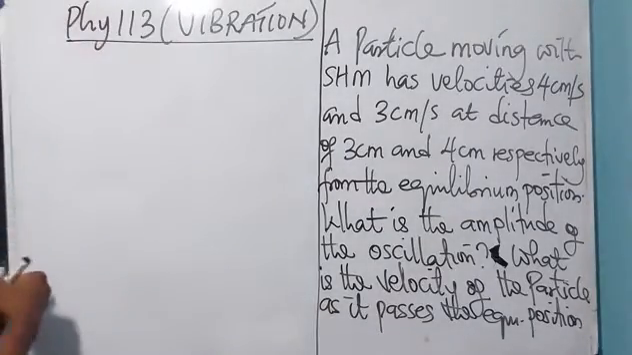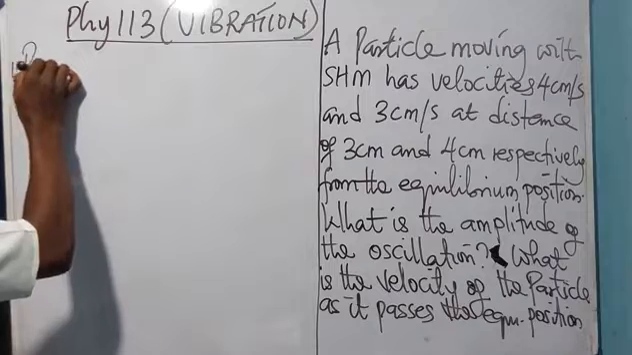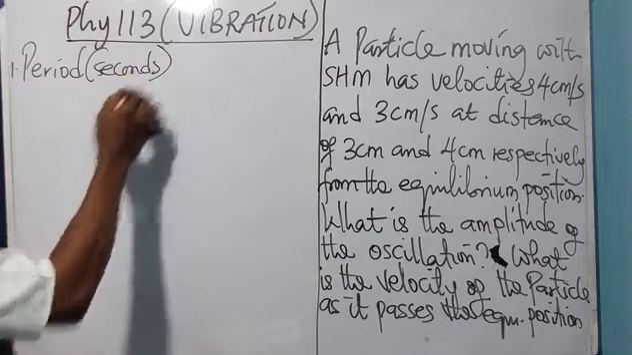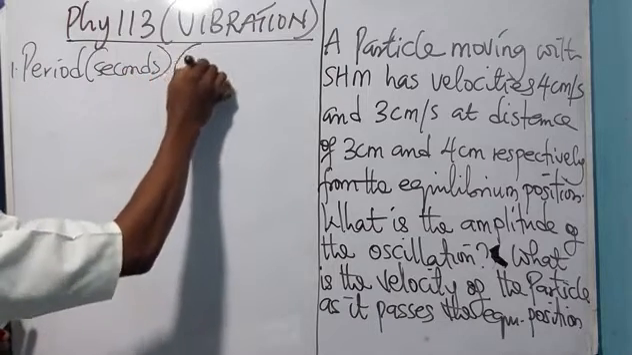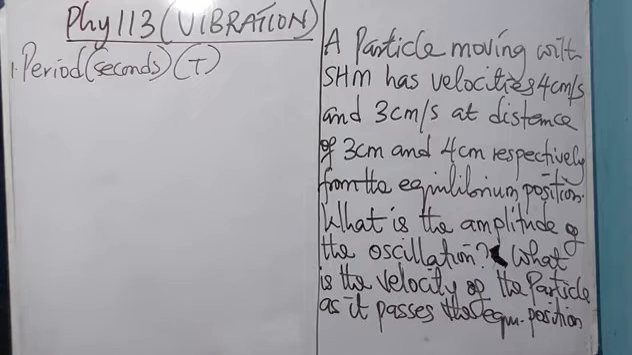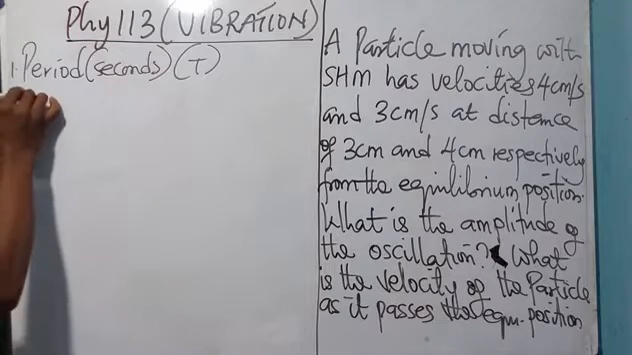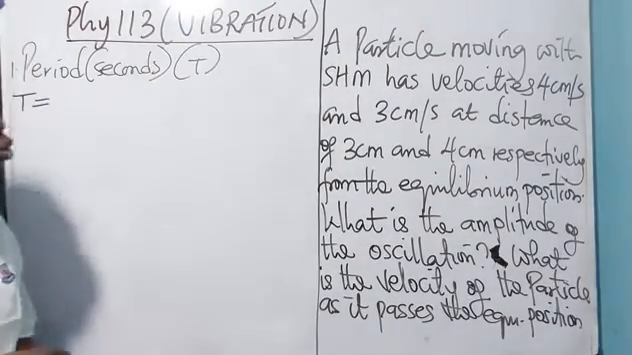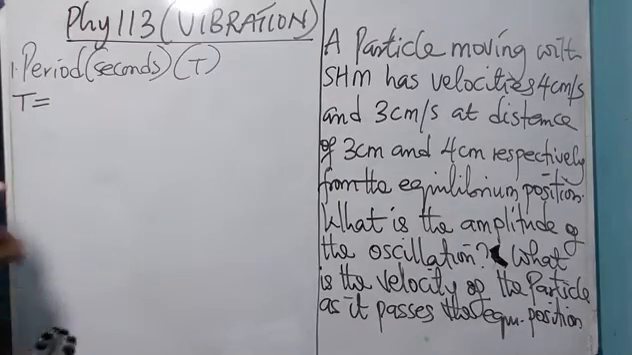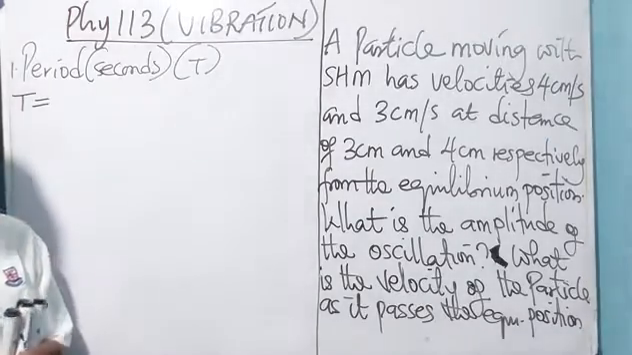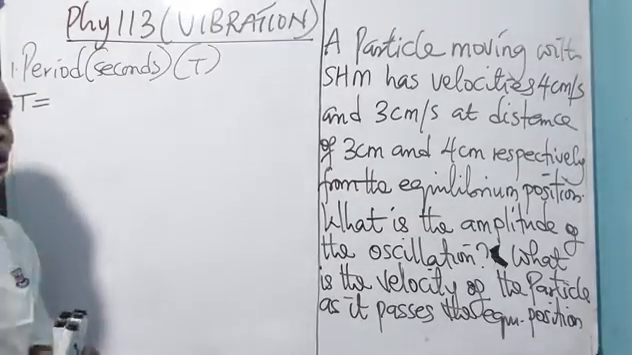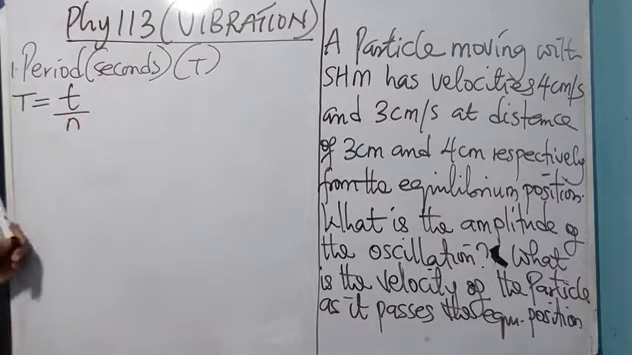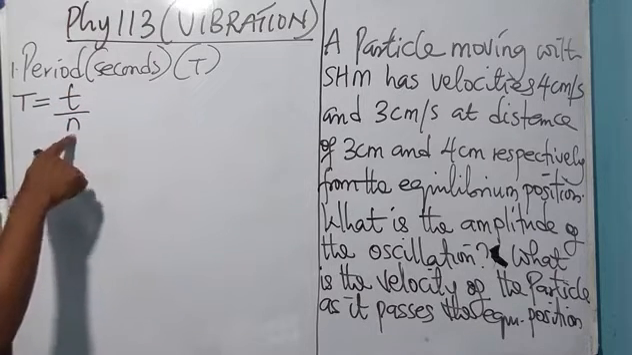Let us get started. We have number one here called period. Period is measured in seconds, and it is denoted using capital letter T. Now the period of a body, or of a wave particle, or of an object, means the time taken for that body to make a complete oscillation, okay? N here represents the number of oscillations.